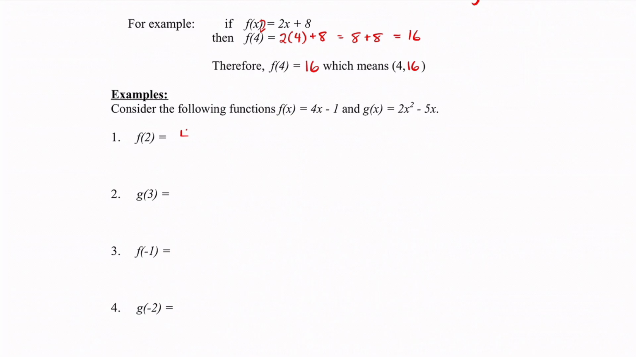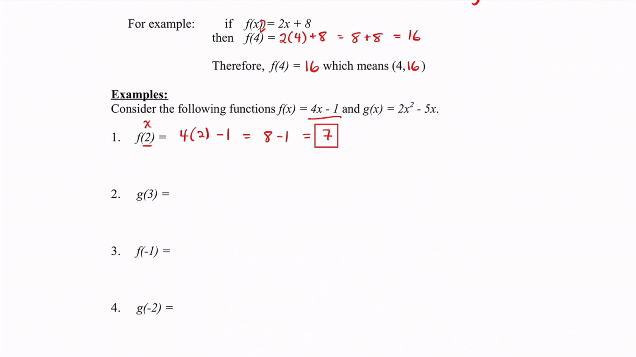So it's going to be 4 times, and then x is changing into a 2, right? That is the x. So it's going to be 4 times 2 minus 1. I'm just getting that from here, 4 times x minus 1. So 4 times 2 minus 1, that's going to give me 8. And then minus that 1, I'm going to get 7.